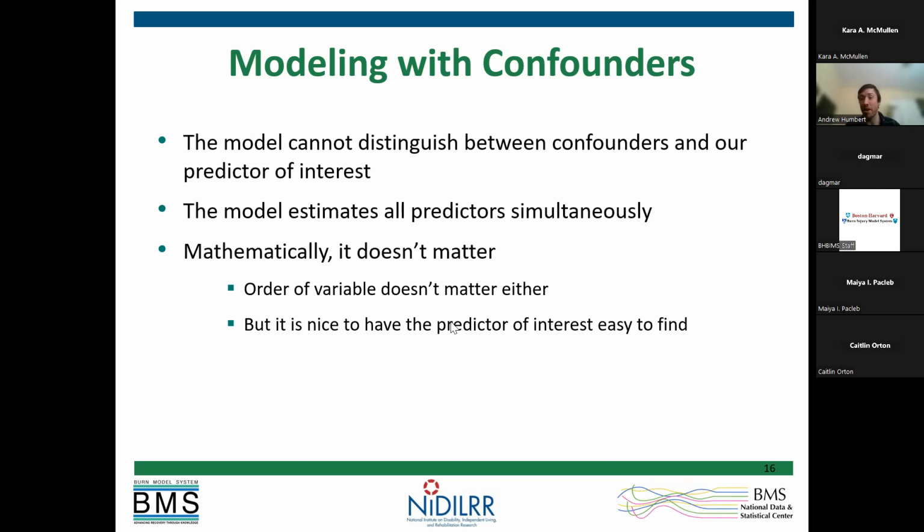It doesn't matter mathematically. For reporting, it's often nice to have the predictor of interest at the top or as the last variable to make it very easy to find. But mathematically, the order of the variables really doesn't matter. It doesn't matter if you think it's a confounder or a predictor of interest. If the variables are in the model, you're going to get the same estimates no matter what role you think they serve.